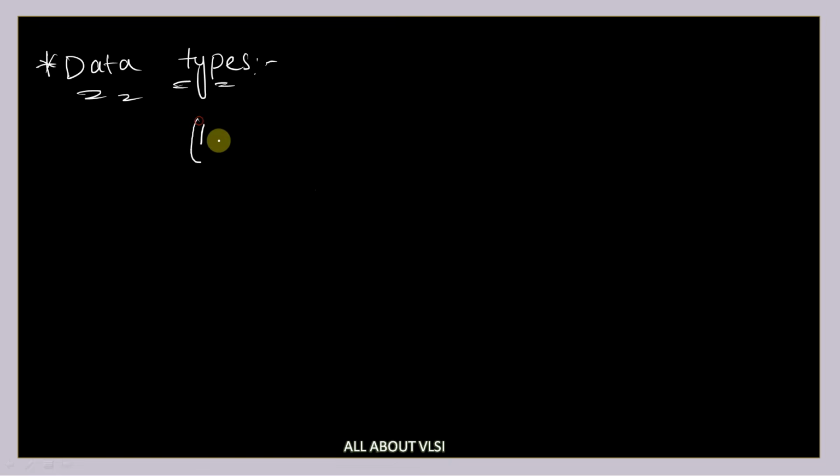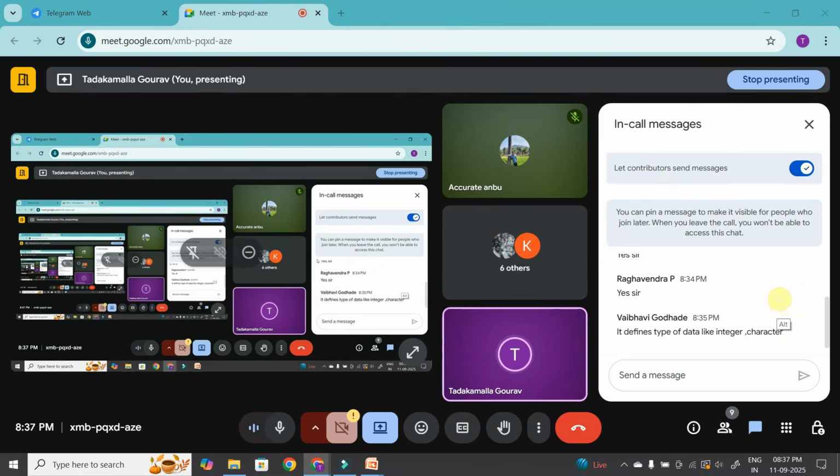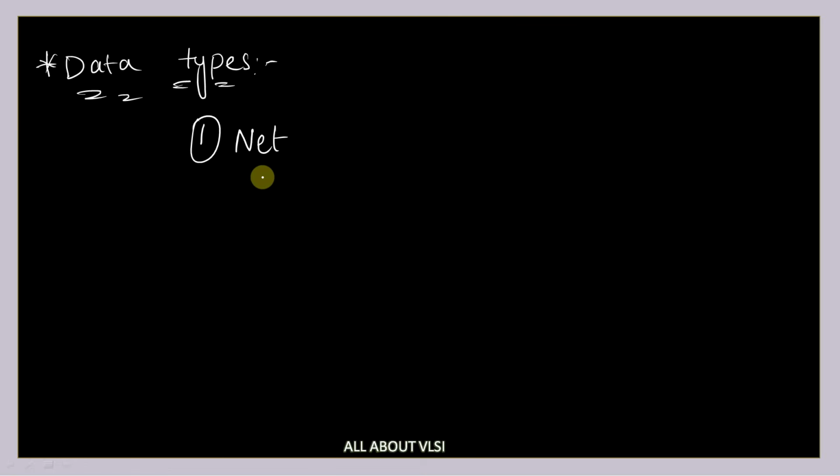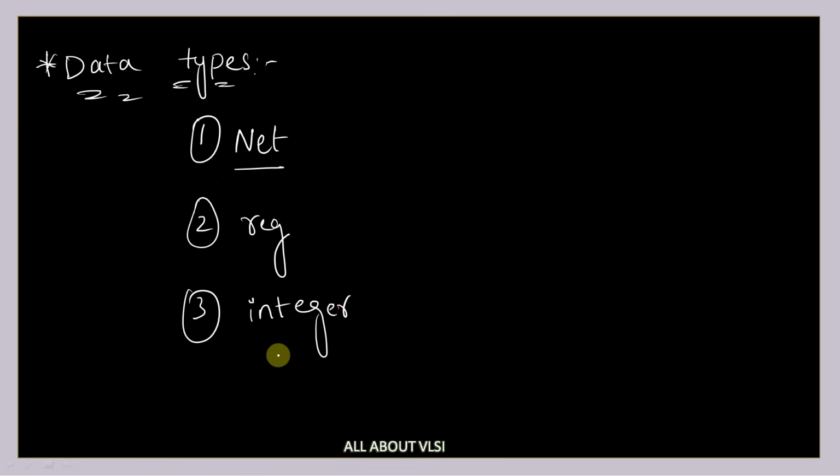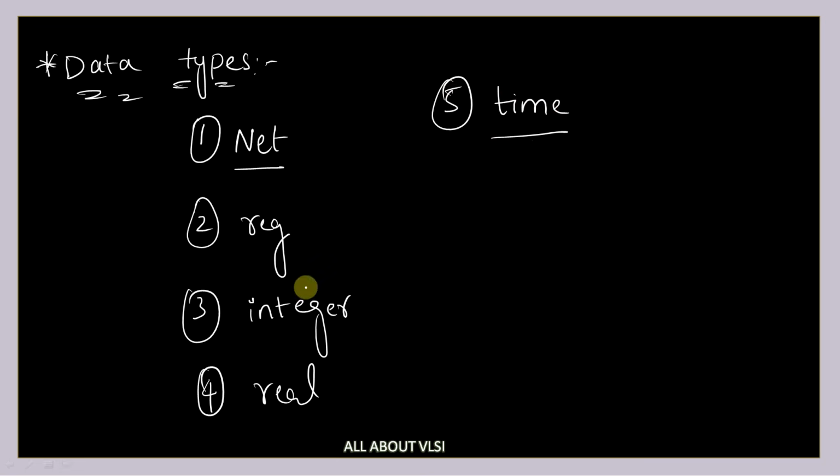The first data type which we are going to discuss is net data type. Give me a minute, there is a background disturbance. Yeah, sorry for that. So, we are going to start our discussion about our net data type, and next we are also going to discuss a reg data type. Okay, and we also have integer data type, and we also have real and time.